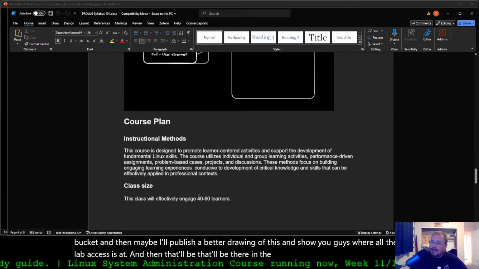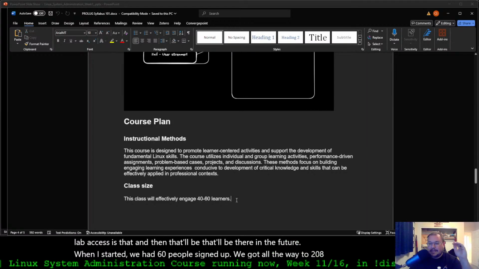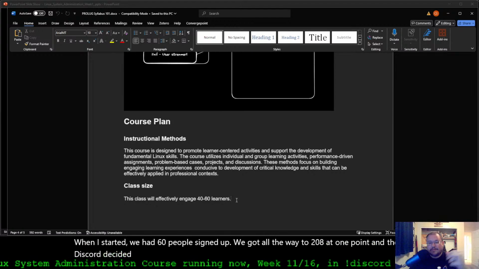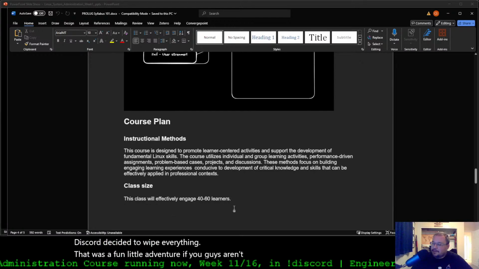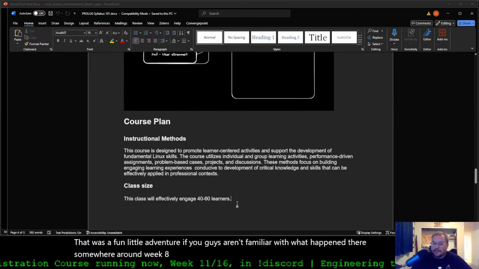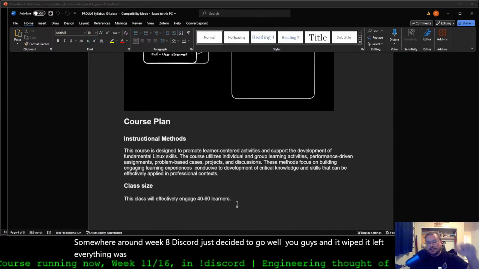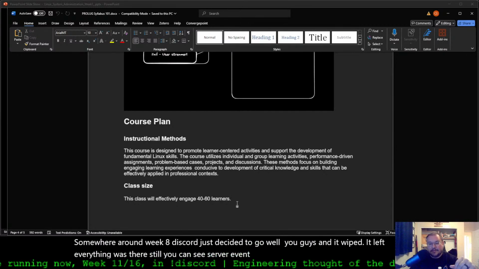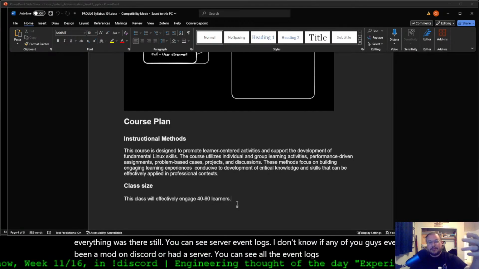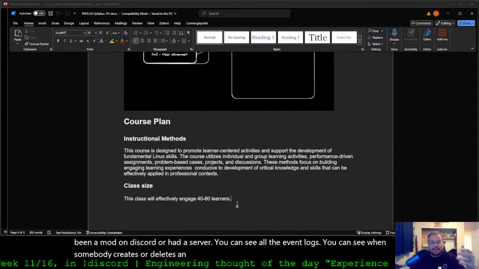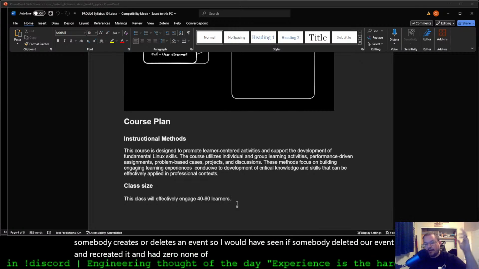When I started, we had 60 people signed up. We got all the way to 208 at one point, and then Discord decided to wipe everything. That was a fun little adventure. If you guys aren't familiar with what happened there, somewhere around week 8, Discord just decided to wipe it. Everything was there still. You can see server event logs. I don't know if any of you guys have ever been a mod on Discord or had a server. You can see all the event logs. You can see when somebody creates or deletes an event. So I would have seen if somebody deleted our event and recreated it and had 0. None of that happened. They just threw away all of our users that were in there.